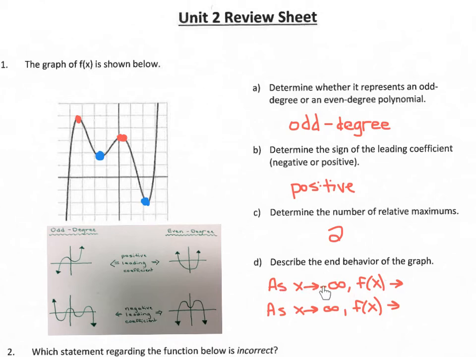So as x approaches negative infinity, what that means is as your x values get smaller and smaller and smaller, we're going to the left along the x-axis. So basically, as you go to the left, what is your graph doing? Well, you can see the further left you go, the graph is going down. So we can fill in here, f of x is going to approach negative infinity. If it goes down, it approaches negative infinity.